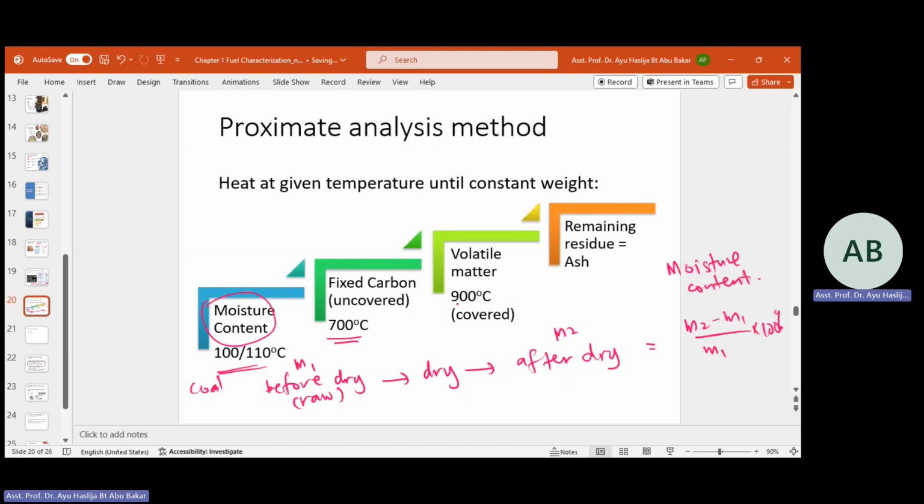Volatile matter, here mention covered because bila masuk furnace, dia dah terbakar, volatile matter dia akan senang terwap kan. So that's why kita cover so that we know how much of the volatile matter being released. Then the remaining residue is the ash. Ash basically contains minerals like magnesium, calcium lah, that one the general one.